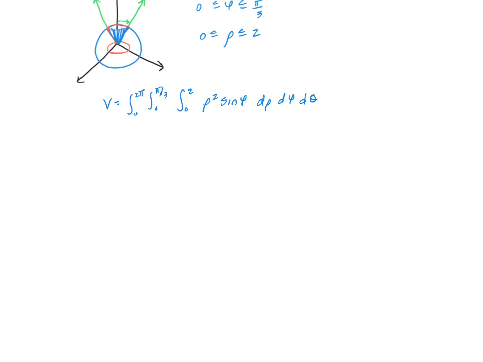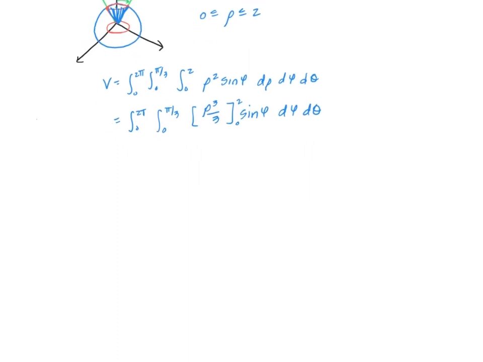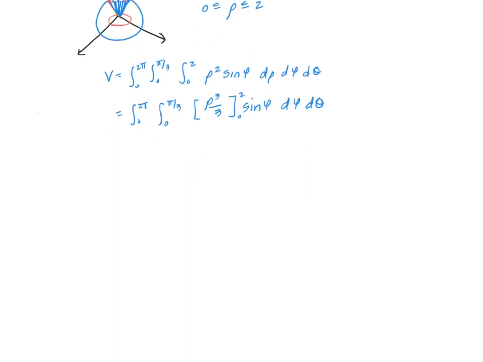Integrating with respect to rho, I'm going to have rho to the 3rd over 3. And I'm going to pull the sine of phi out. I really don't need that since it's like a constant. And then this was from 0 to 2. So it looks like it's going to be 8/3 minus 0, or 8/3 sine phi.